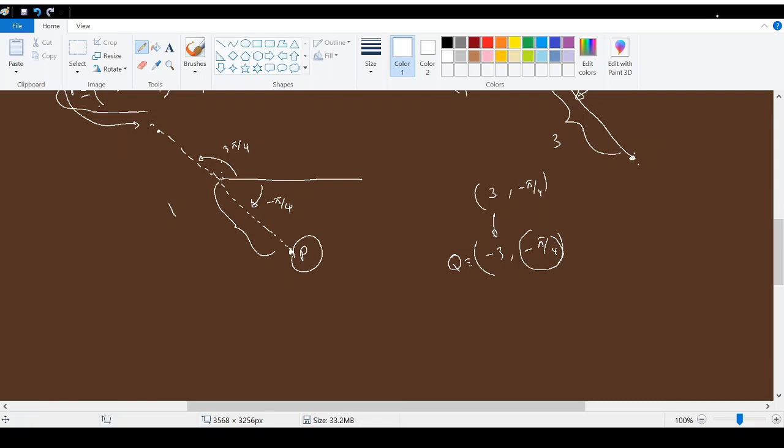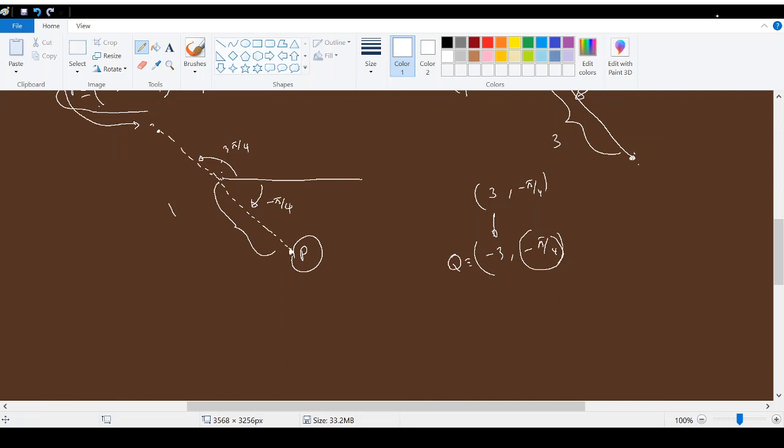Now if you look at this diagram, you can come up with a simple relationship. From the Pythagorean identity, we have r squared is equal to x squared plus y squared, and tan theta is equal to y divided by x. So this is the relationship between polar coordinates and the Cartesian coordinates.